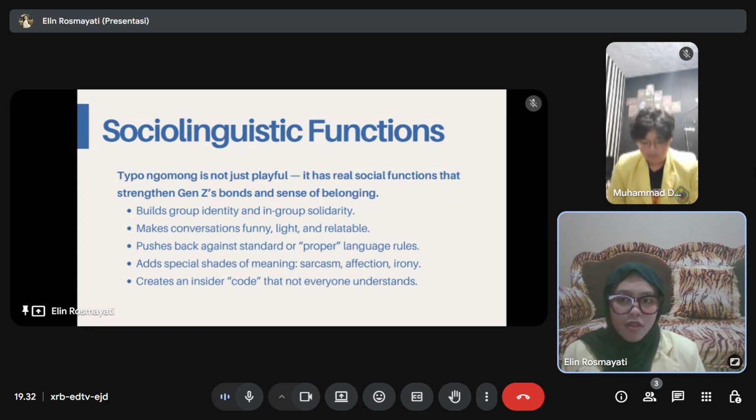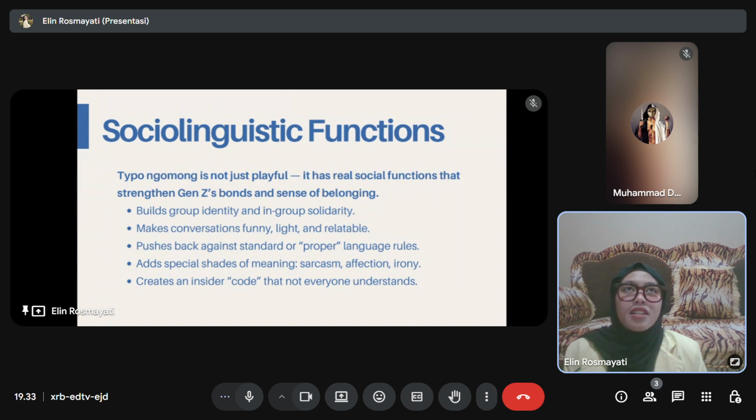The next one is adding special shades of meaning, such as sarcasm, affection, or irony. And the last one is creating an insider code that not everyone understands. Of course, with people who don't use social media, like our parents or grandparents, we use this phenomenon to make jokes with them, and I really believe that not all of them understand this phenomenon because not all people use social media.